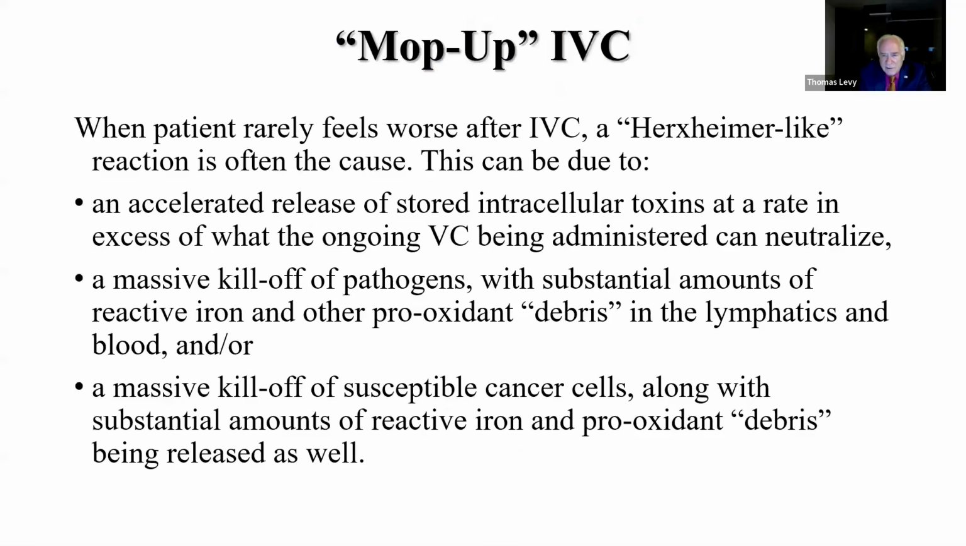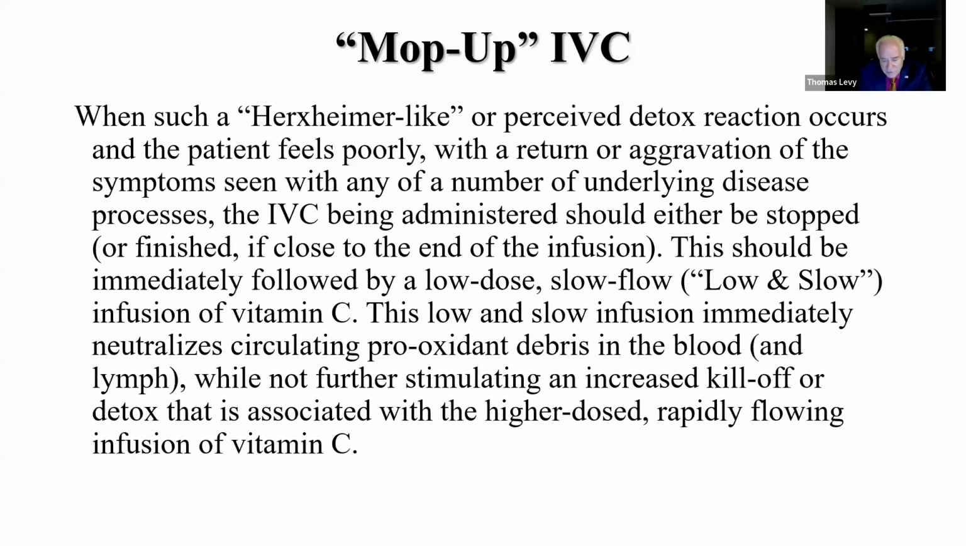When you give a lot of vitamin C quickly, if you have a lot of stored intracellular toxins, if you have a massive kill-off of pathogens that might be present, or a massive kill-off of susceptible cells, you release toxins into the blood, you release free iron into the blood, and the patient starts to feel bad. They're having a toxic release into the blood under these circumstances, and this is what's called a Herxheimer reaction. When this occurs, it's very good to slow or stop the vitamin C infusion, wait a few minutes, and then reinitiate the infusion at a low dose at a slow rate.